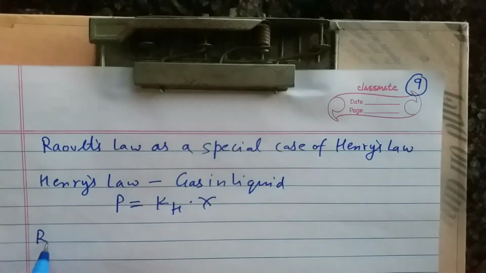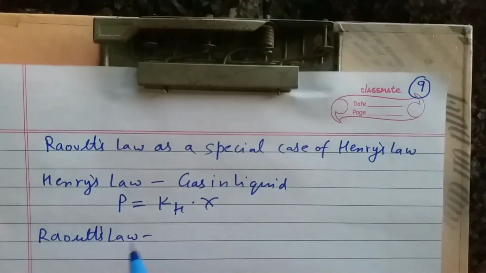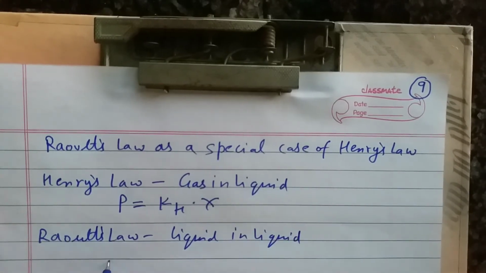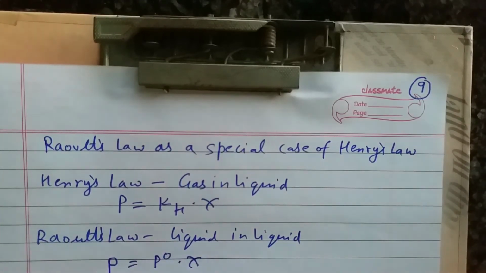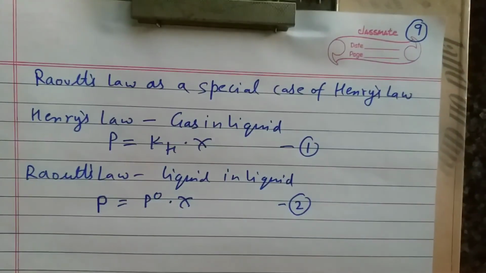And now if you consider Raoult's law, as per Raoult's law, which is for a liquid in another liquid, the partial pressures of the components are equal to P naught into chi. So P is equal to P naught into chi even for Raoult's law. Now let's say this is equation number 1 as per Henry's law, and this is equation number 2 as per Raoult's law. But you know what is common?